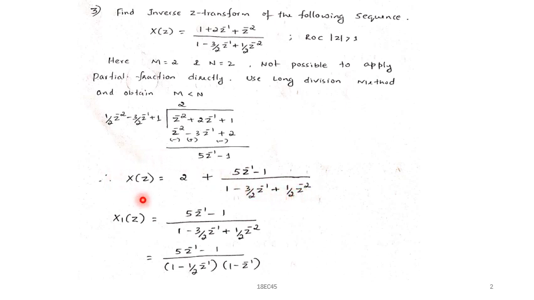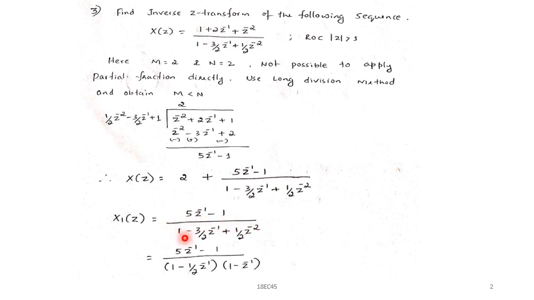Now I need to obtain the inverse transform of this particular equation. For that I'll consider this term separately. I'll apply the partial fraction method. Then based on the ROC, I'll obtain the inverse transform. I'll take this term as x1 of z. So x1 of z is equal to 5z inverse minus 1 divided by 1 minus 3 by 2 z inverse plus 1 by 2 z to the power minus 2.